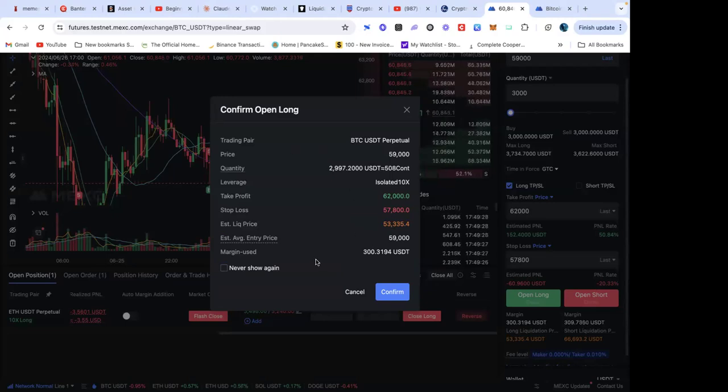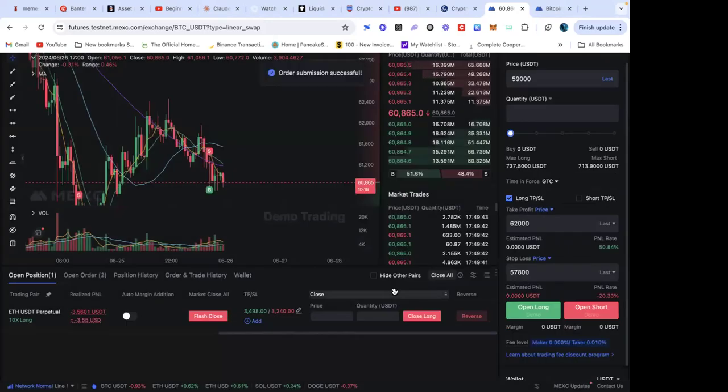So look at this screen. Margin used, so that's our own money in the trade, 300 bucks. Isolated 10x, so we've got a 3,000 position less fees, so 2,997. Stop loss at 57,800. First take profit at 62. Okay, let's confirm and see what happens.